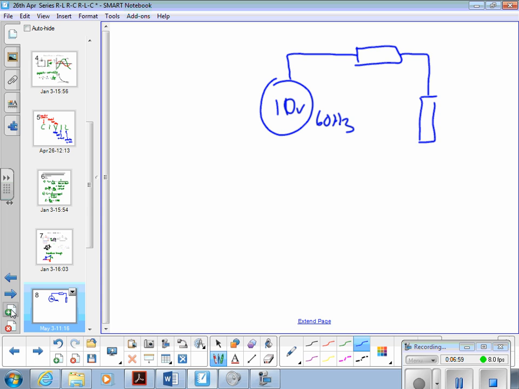No, that's an inductor. 10 millihenries, was it? Okay. Yeah.